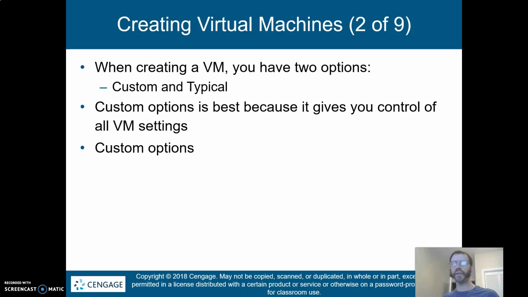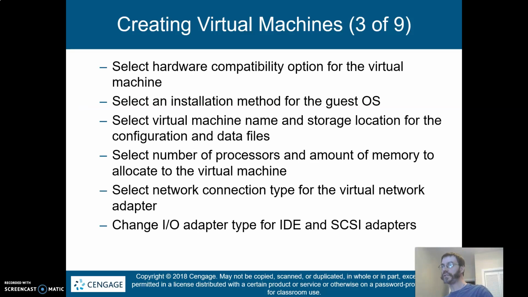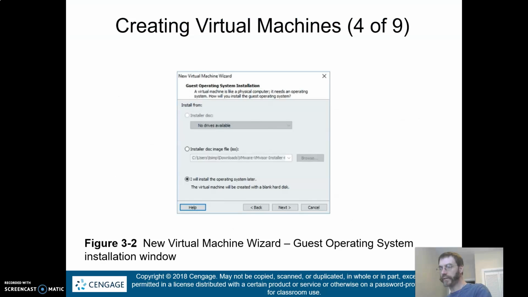The custom options: you select your hardware compatibility, you select your installation method, you give it a machine name, a storage location, the number of processors, the amount of memory. These are choices. Now, processors, we don't make that choice in typical, even in Workstation 15, but we can choose the amount of memory and the guest OS and all of it. We can choose the network type. We can choose I/O adapter types for our hard drives, and it looks like this.